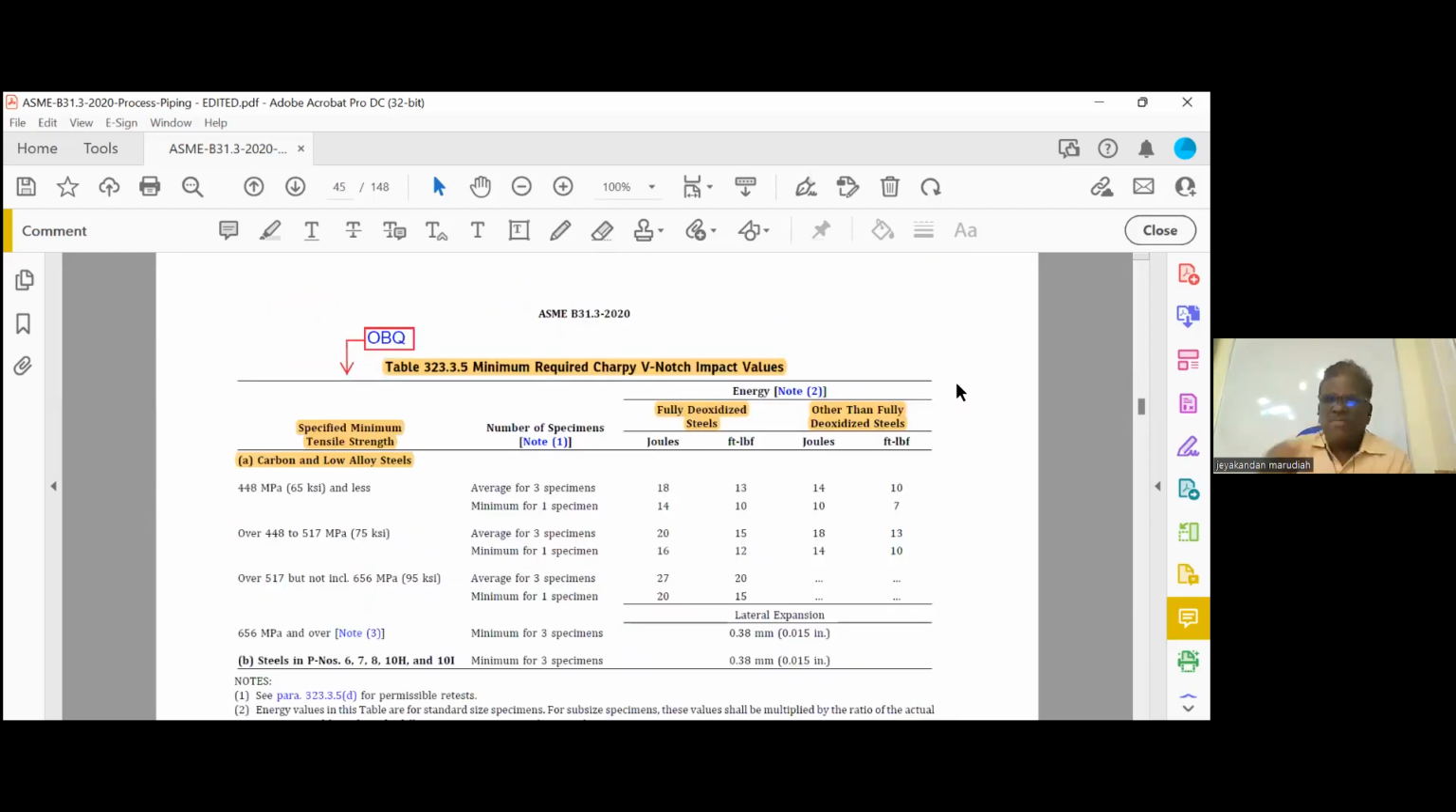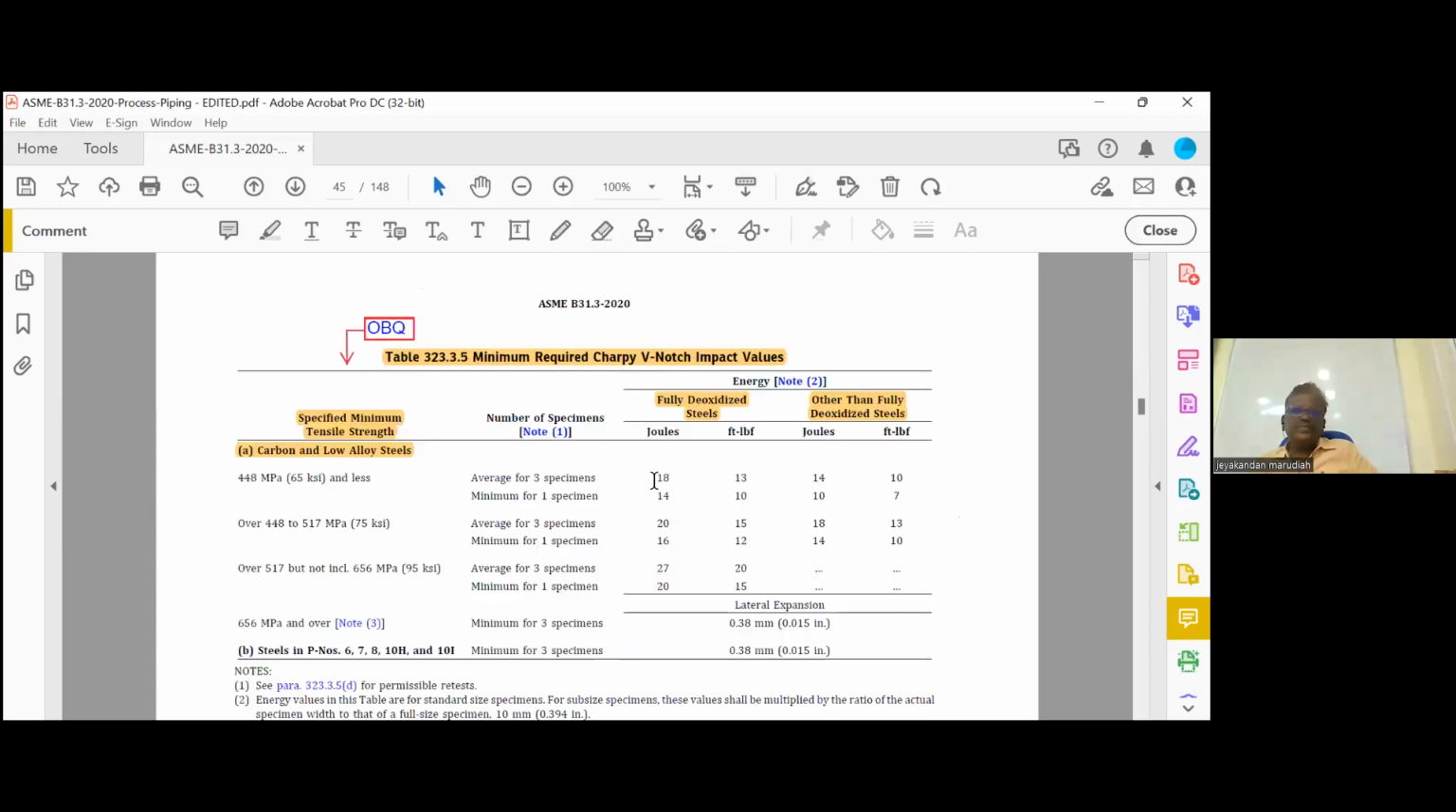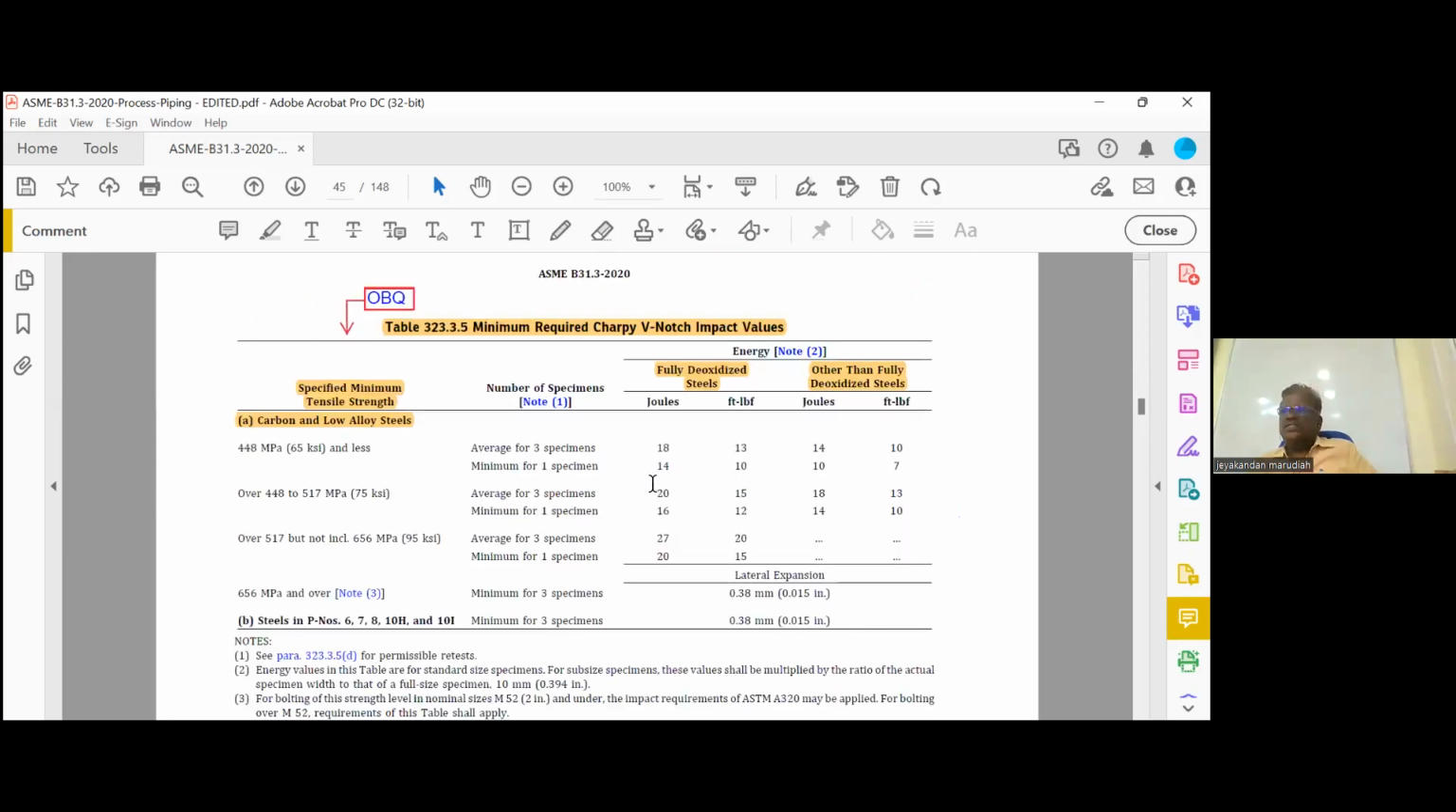Right. Minimum required Charpy impact values. Page number 58. You can see there is a table. So carbon steel and low alloy steel, you can see less than, this is the tensile strength of the material. Less than 65 KSI, average of 3 specimen, fully deoxidized steel, there is a value in foot-pounds. Other than fully deoxidized, there is a value.